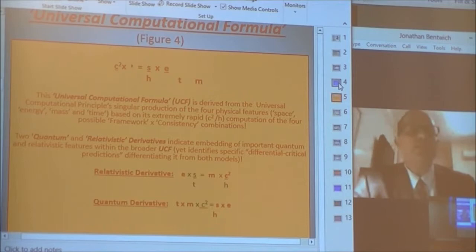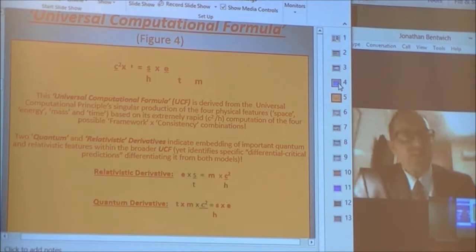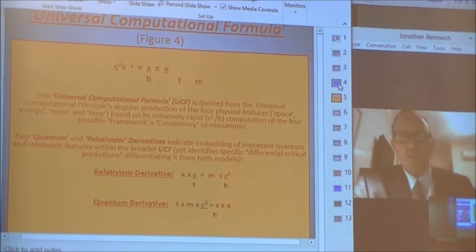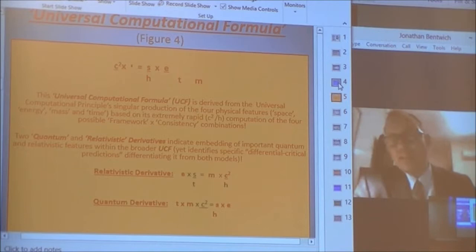You can see that this universal computational formula also has two derivatives, a relativistic derivative, which one can see embeds, for example, the E equals mc squared as, if you will, a special case or a certain embedding within the broader universal computational formula, in this case in the relativistic physics. And the same goes for the quantum derivative. The two complementary pairs and Planck's constant are embedded within this formula, but they obviously comprise a certain part of the formula, which is broader.